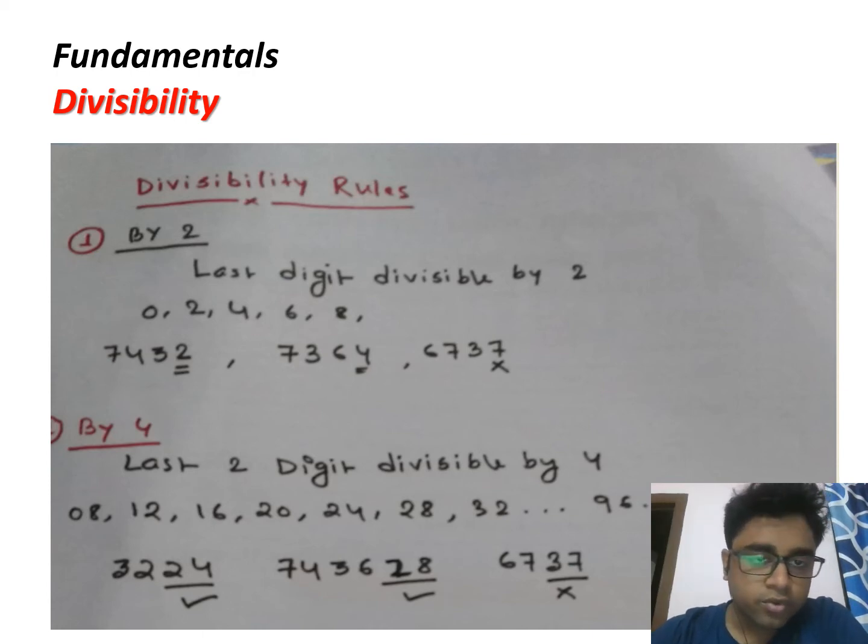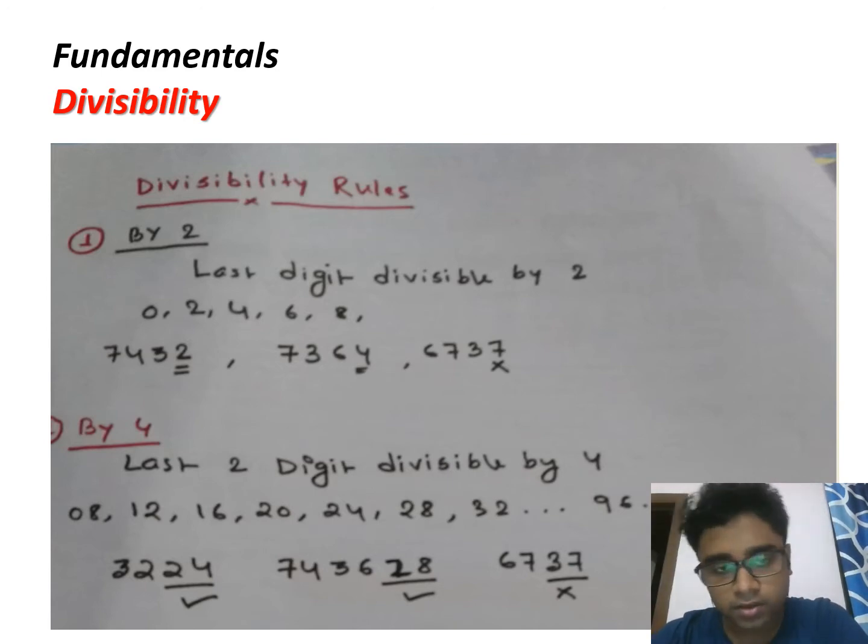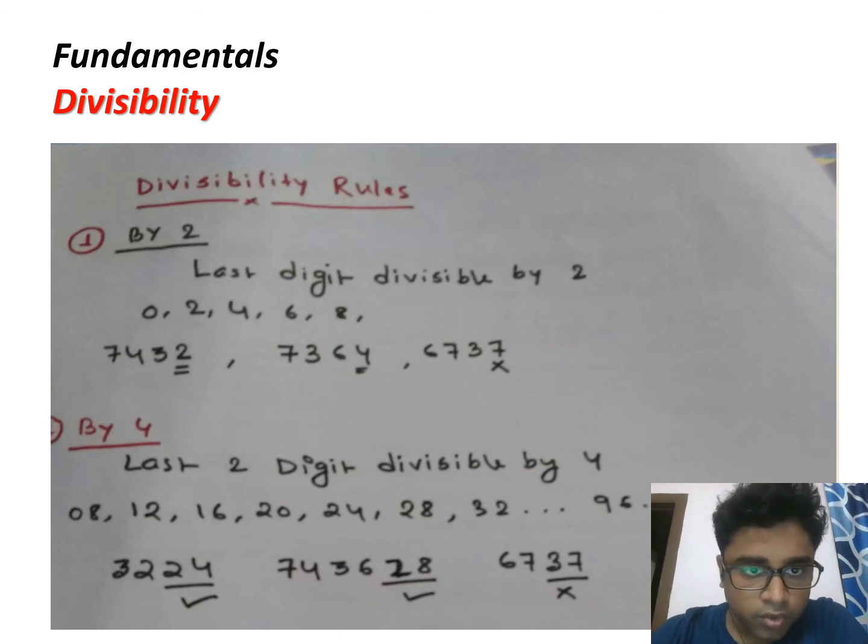Today we are going to learn different fundamental rules to determine whether a number is divisible by a certain number. So we are going to learn the divisibility rules.